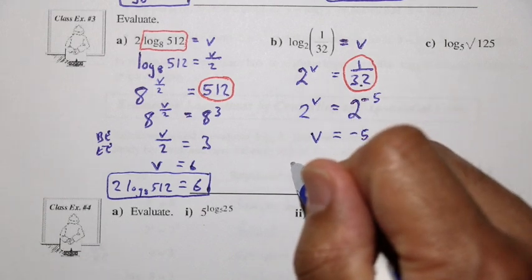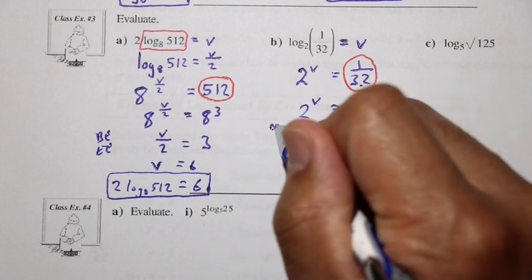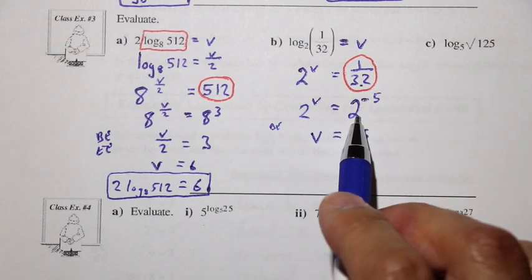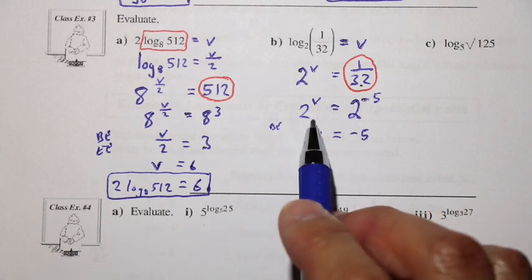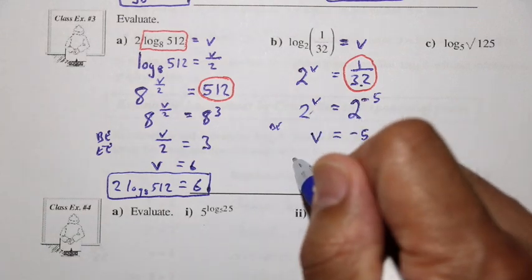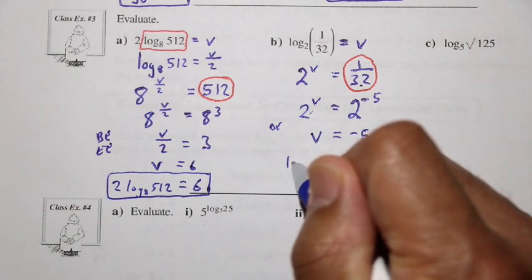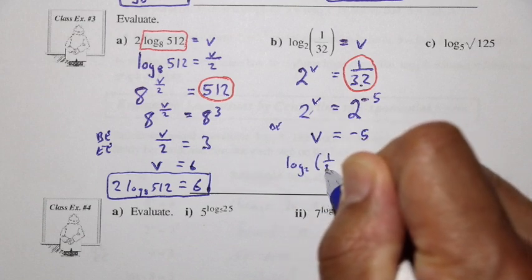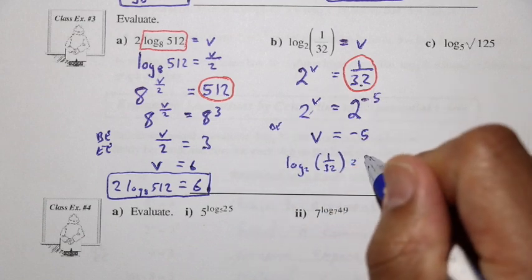Remember we use the property that if the bases of these equal powers are equal, then the exponents would be equal. And therefore, we can conclude that log base 2 of 1 over 32 is equal to negative 5.